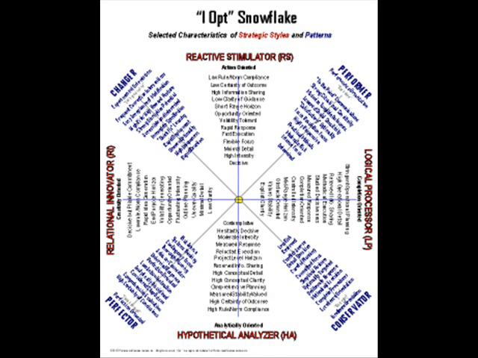This is an Iopt snowflake. It shows some, but not all, of the behaviors that you can expect from each strategic style and pattern. A transparency of a strategic profile can be overlaid on the snowflake, and the behavioral tendencies can be read off directly. If you overlay two profiles, you can see both similarities and differences between people. It is a useful tool.